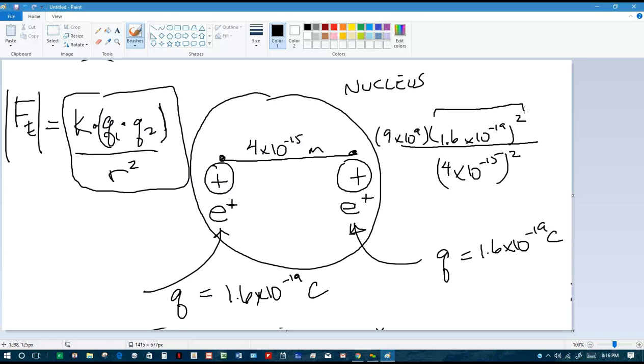Start with the denominator. So type in 4 times 10 to the 15th. I'm sorry, I meant to say 4 times 10 to the minus 15. And then square and then enter. What number did you get? 10 to the negative 29.